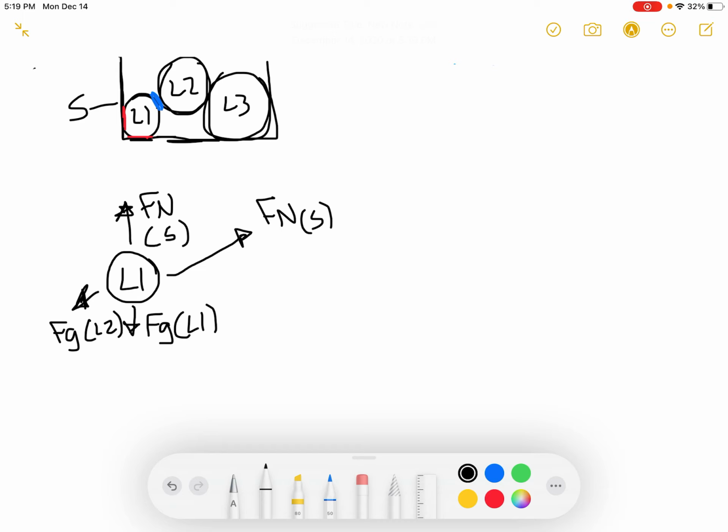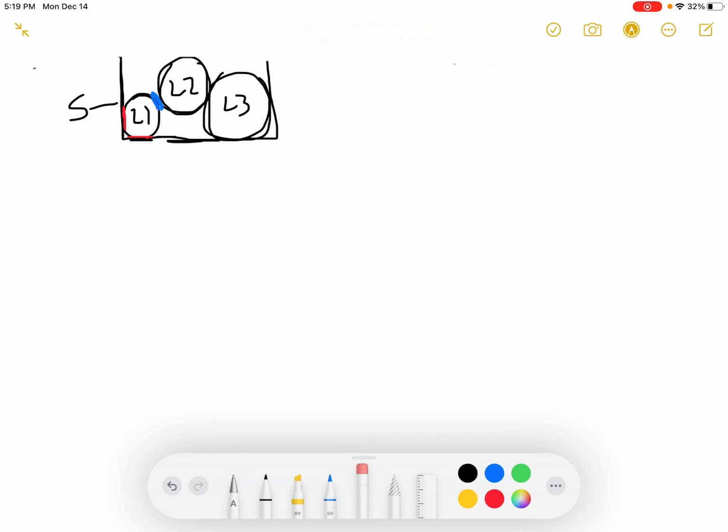I'm going to have to erase this. Please look at it before I do. Now, let's do log 2.